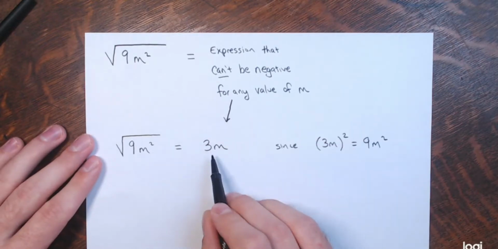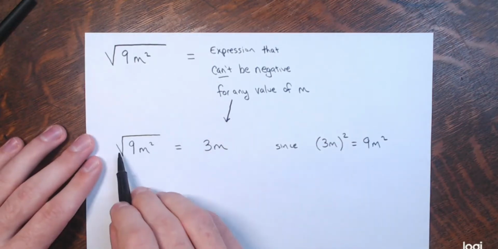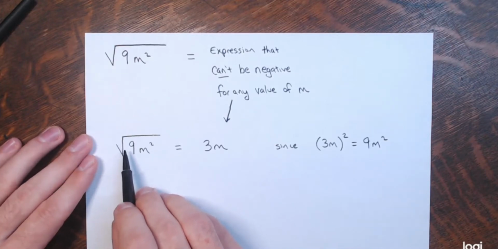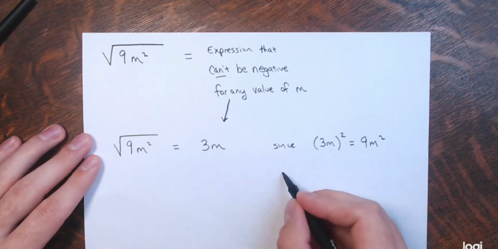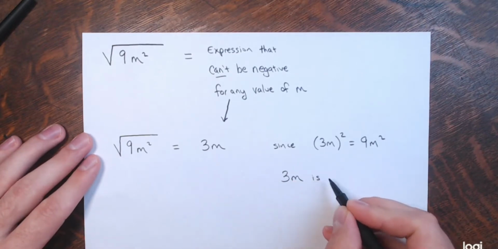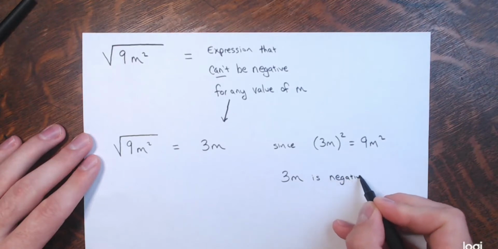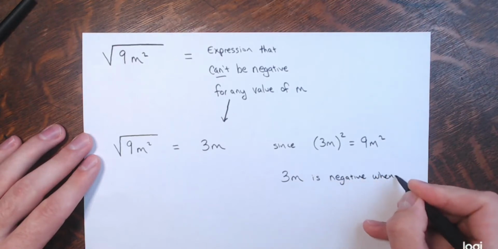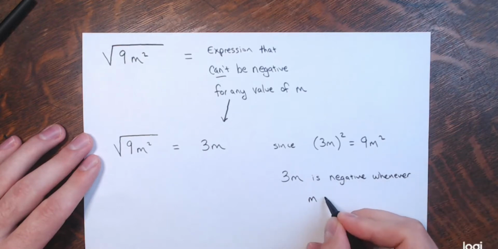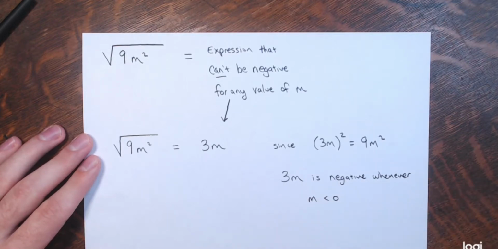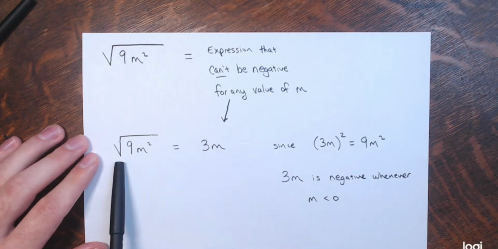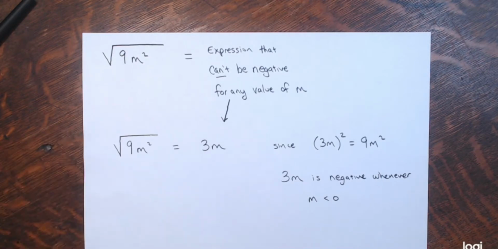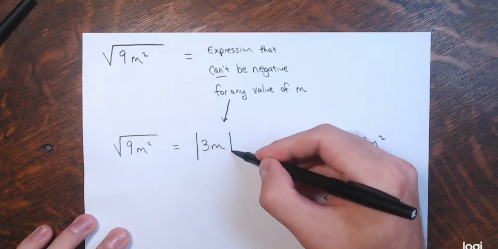But remember, I want my final result to be something that's never negative, right? A principal square root, non-negative square root. This can be negative, right? 3m is negative whenever m is negative. If you replaced m with -1 or -2, this would be -3, -6. That's a negative number. I can't have a negative result when this is the principal square root. So a very easy fix, just throw absolute value symbols around it.